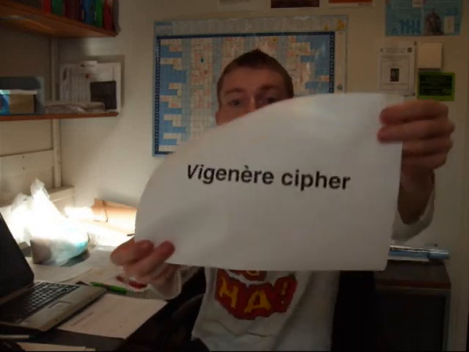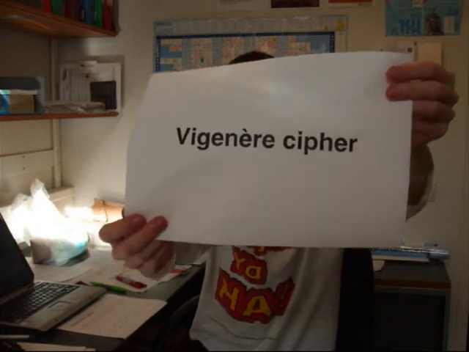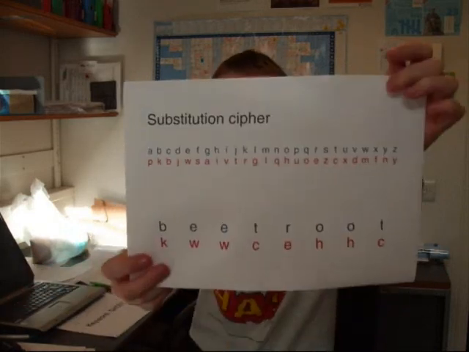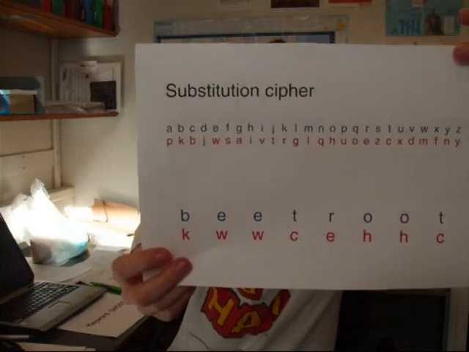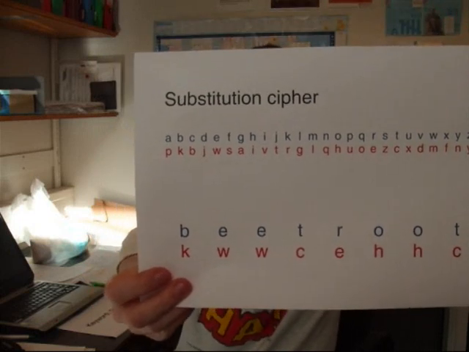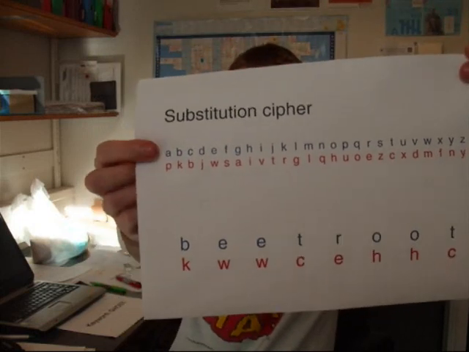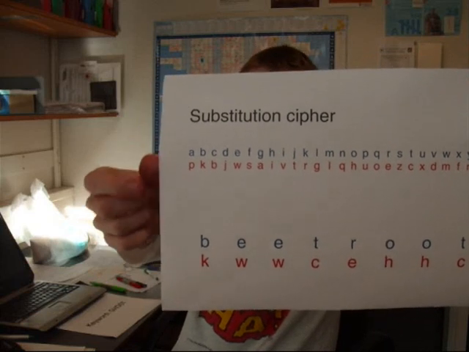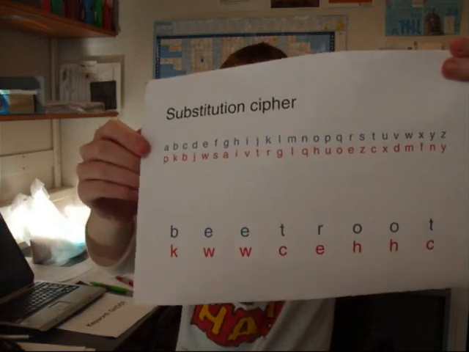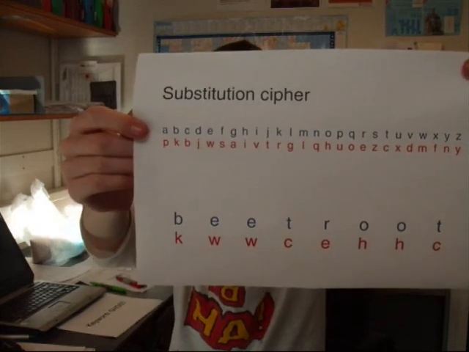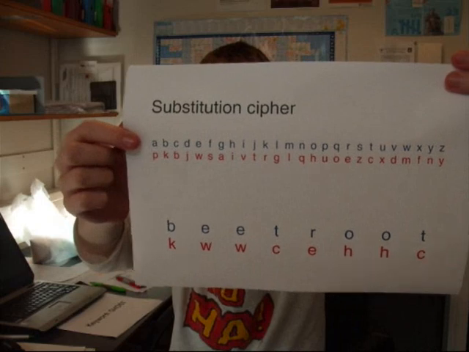And what Nightmare to You realised was the code I set is an example of something called a Vigenere cipher. Now you may be familiar with this type of code, which is called a substitution cipher. This is where you replace one letter for another. So in this example I've written out A to Z at the top, and underneath I've written out the letters in the code. So A becomes P, B becomes K, C becomes B, and so on.